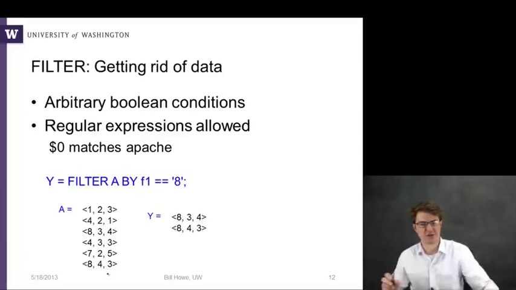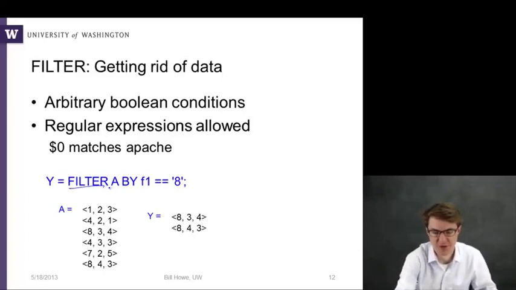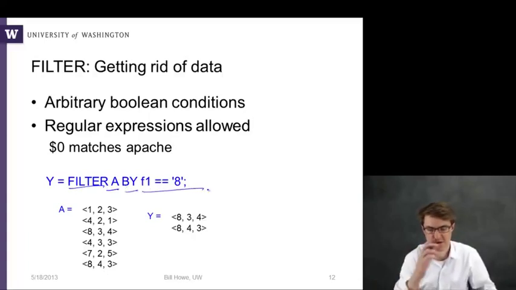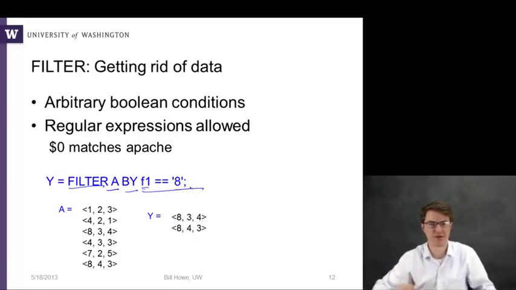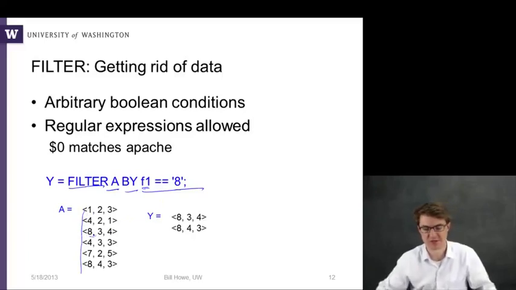The next command is filter, which is pretty simple. You just get rid of some of these tuples, and you can have arbitrary Boolean conditions. You can do regular expressions because everything's very text-based in the Hadoop world, which is in some cases a limitation. The syntax looks like this: you say filter some big data set by some condition. In this case, filter where F1 equals 8. Remember that F1 was the name we gave to the very first column in the load command. So this finds all the tuples where the first position is equal to 8.